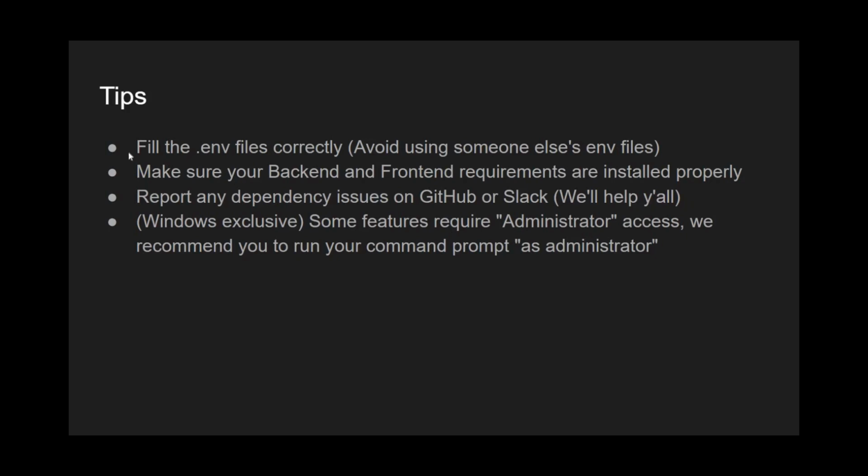So let's go over some tips and then we'll wrap this up. Fill the .env files correctly. Avoid using someone else's environment files. If nothing else, you'll learn how to do this. Make sure your backend and front-end requirements are installed properly. If there's any dependency issue, either create an issue on GitHub or report to us on Slack. We'll always help you all. And now there's a Windows exclusive thing. Some features require administrator access. So we recommend you run your command prompt as administrator in Windows.